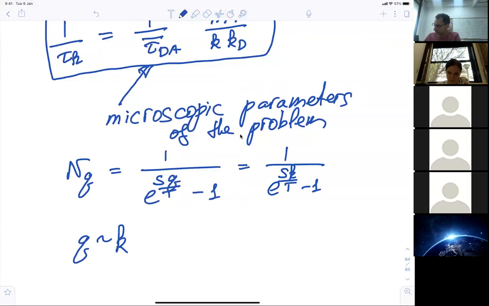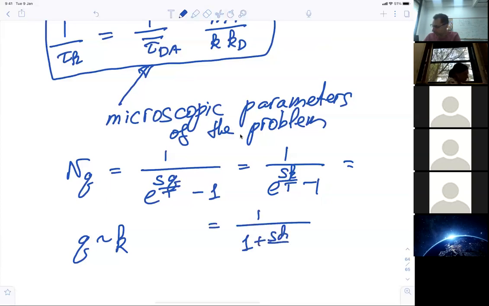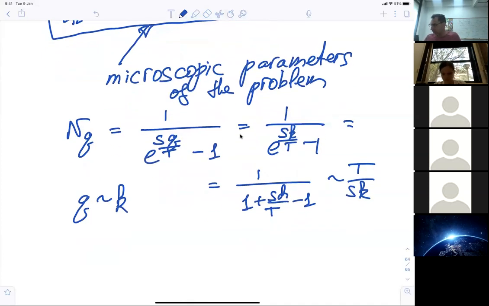And then we expand it and get 1 plus epsilon k over temperature minus 1. So this is T over epsilon k, and this thing is much larger than 1. So in this scattering process, the typical number of phonons is much larger than 1.